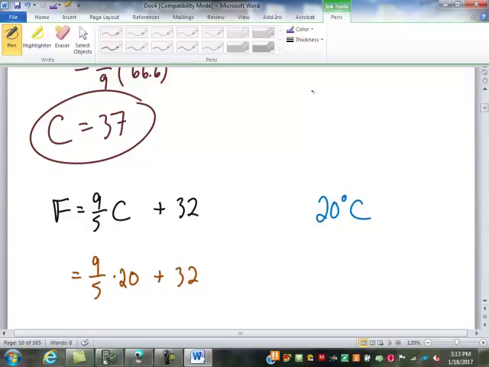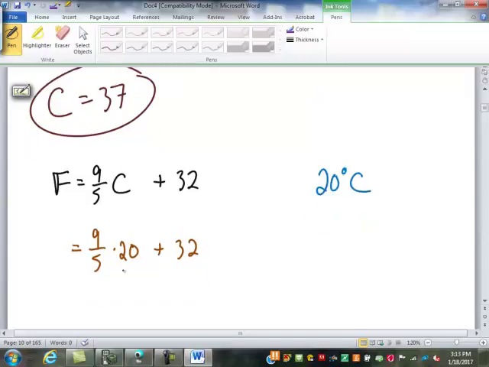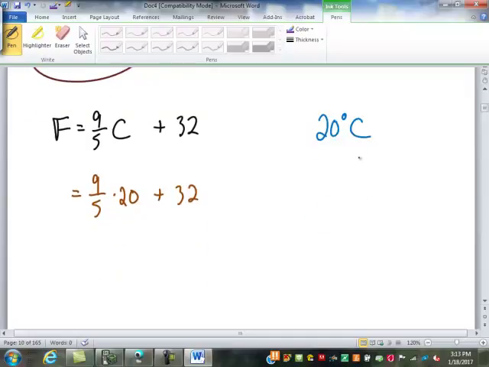So what'd you guys come up with? 68. 68? Okay, good. 9/5 times 20 does come out to be 36. Plus 32 is 68. So if you double it and add 30, that'd be 70. That's really close.